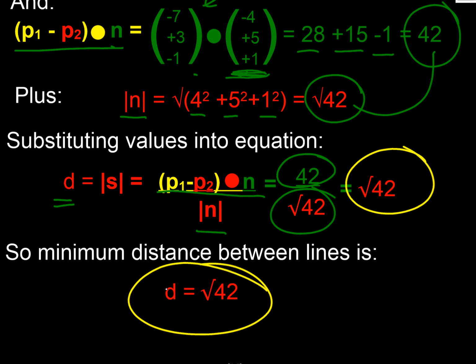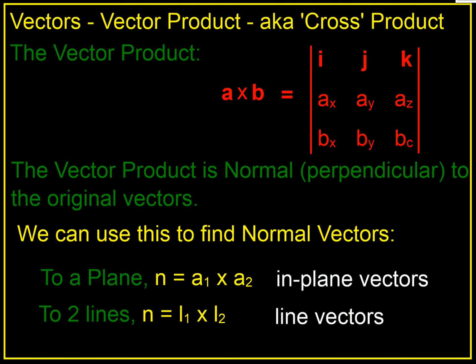So once again, what did I do? I found the normal by finding the cross product, and then I dotted it with the scalar product between 2 points to find the actual distance. So there we have it.